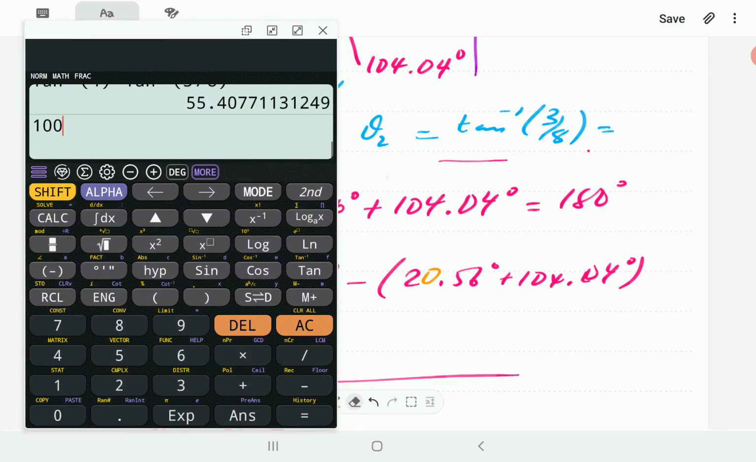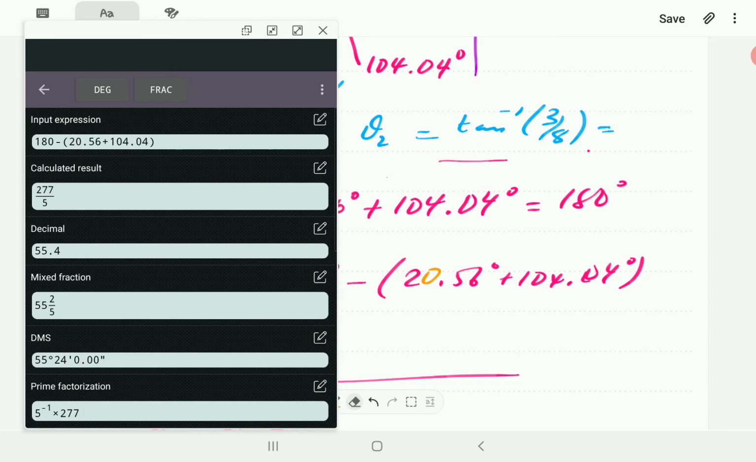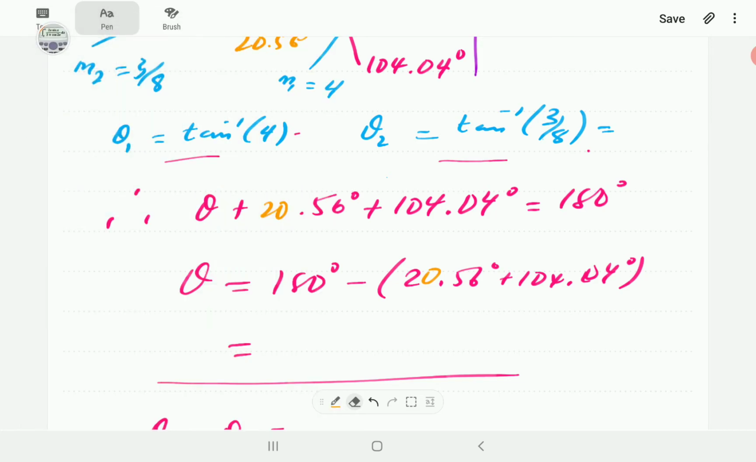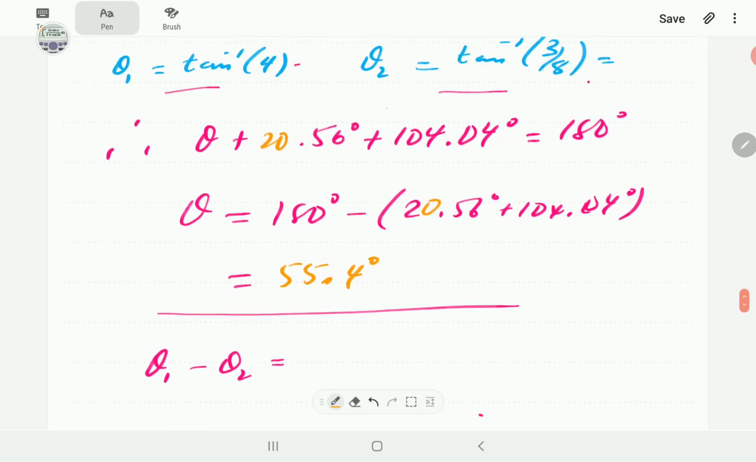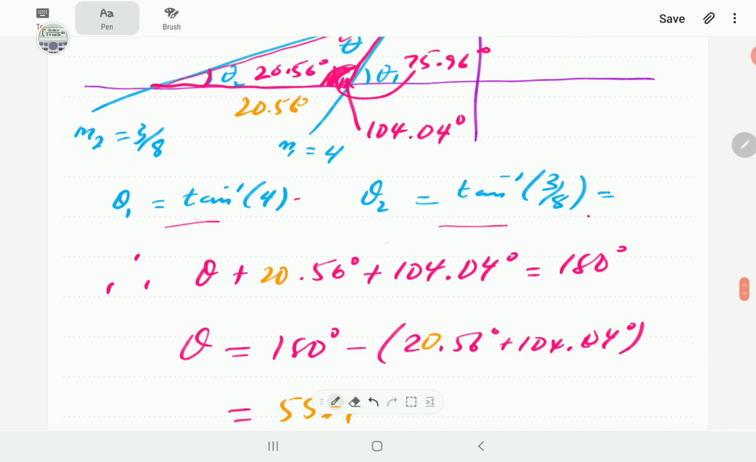So it's 180 minus, open brackets, 20.56 plus 104.04, and that angle in degrees is 55.4. So this is 55.4. So I was just showing you that basically that is just the difference between these two angles here.